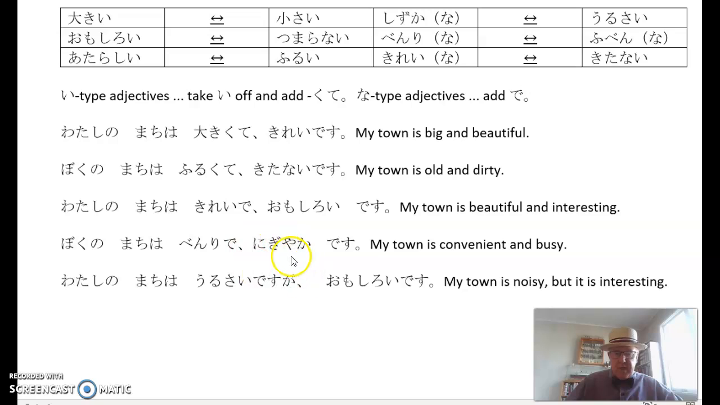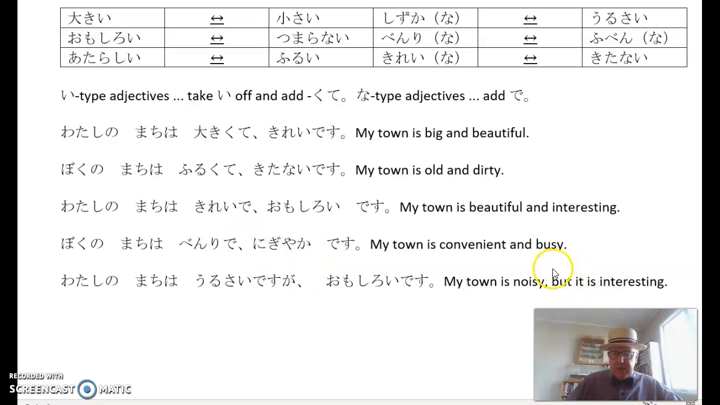Nigiyaka has a number of meanings: lively, as well as busy, and sometimes even noisy. Usually it's lively and busy. Prosperous. Boku no machi wa benri de nigiyaka desu. Then we come to my town is noisy but interesting. Watashi no machi wa urusai desu ga omoshiroi desu.